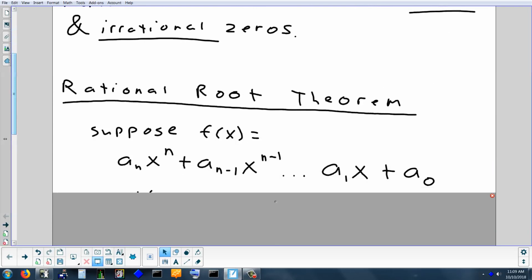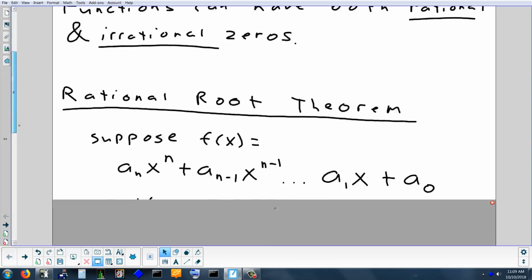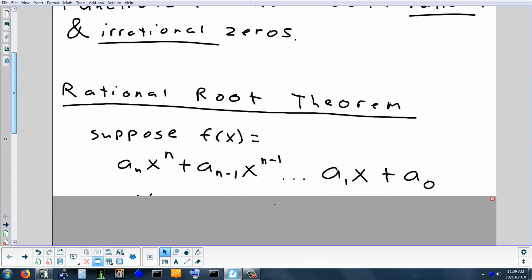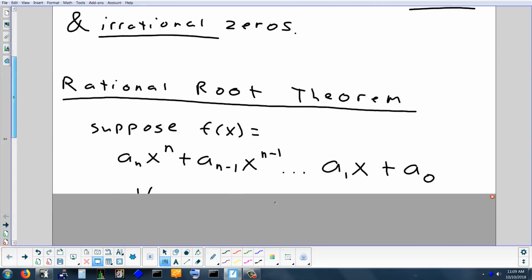So, to use this theorem, they'll give you a polynomial. When we do an actual problem, just to skip ahead and show you, it might look something like that: 10x to the fifth minus 3x squared plus x minus 6. But in general, it'll look something like that. So you'll have a polynomial, and there's only two things there that will control the rational roots. There's going to be a bunch of numbers, but the only ones that are really important are two of them. And I'll show you which two are the ones that are important.